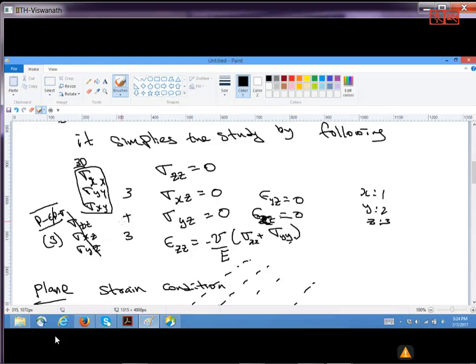So this is the simplification you make so that you can analyze a 3D structure in a 2D sense, since the z direction variations are very low. With this we complete the plane stress and plane strain conditions.